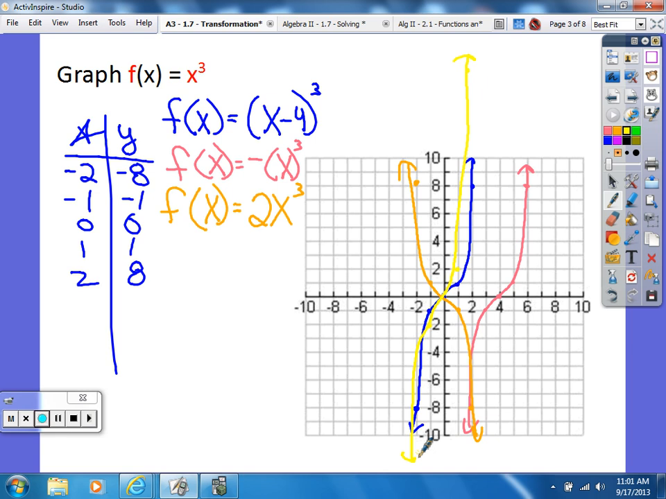All right. Let's do one now. So I'm going to throw a lot of things at you instead. And we may need to now change my table of values instead. Are you ready? F of x equals 1/2 x minus 3 cubed plus 4.